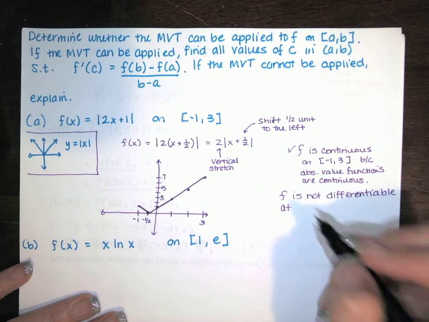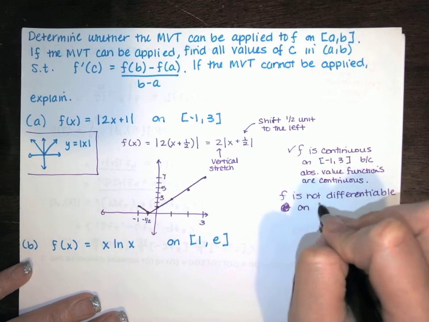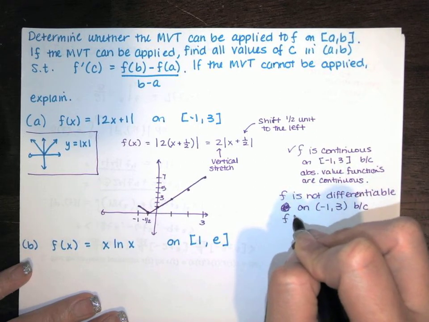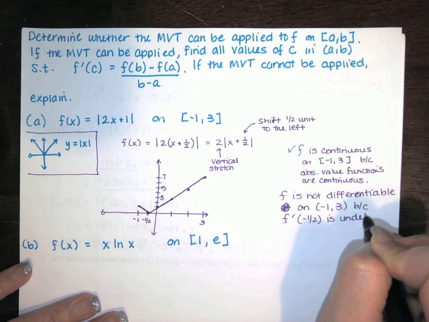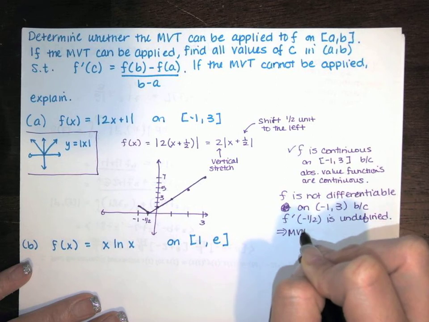So I'll say f is not differentiable on the interval from -1 to 3 because, let's say, f prime of -1/2 is undefined. So the mean value theorem does not apply.